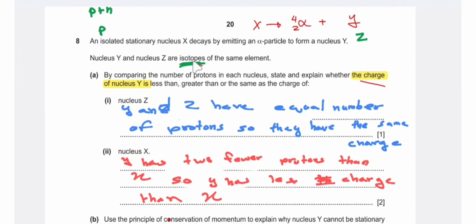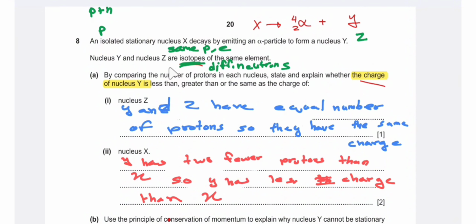For isotopes, we know that they are atoms of the same element with the same number of protons and electrons but different numbers of neutrons. So Y and Z are isotopes, which means they have the same protons and electrons but different neutrons. By comparing the number of protons in each nucleus, state and explain whether the charge of nucleus Y is less than, greater than, or the same as the charge of Z.